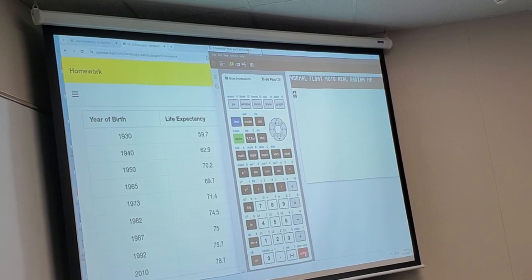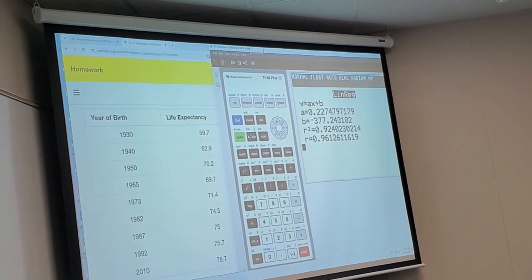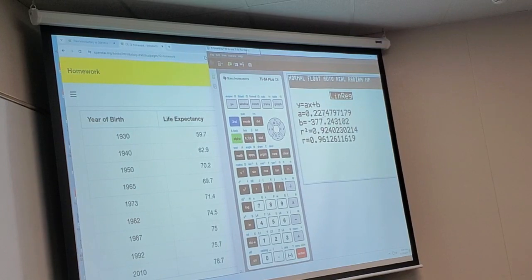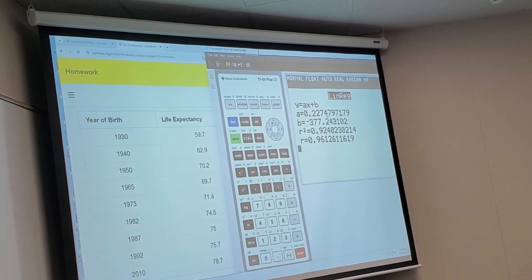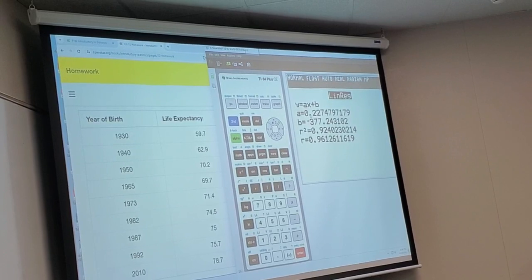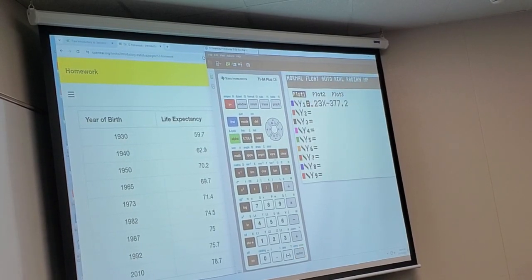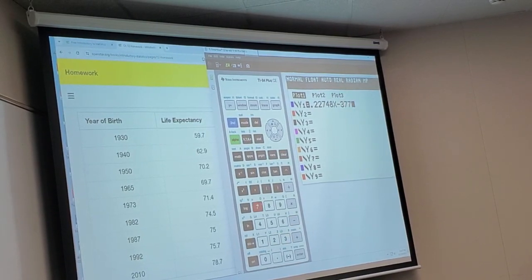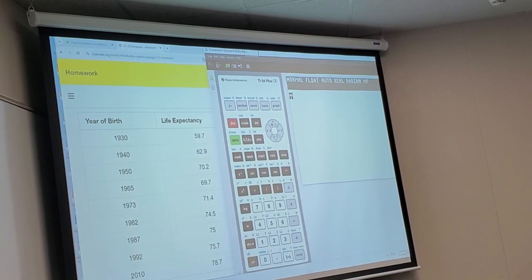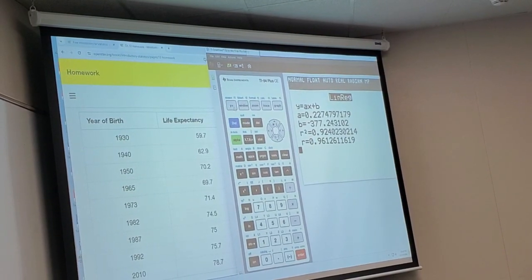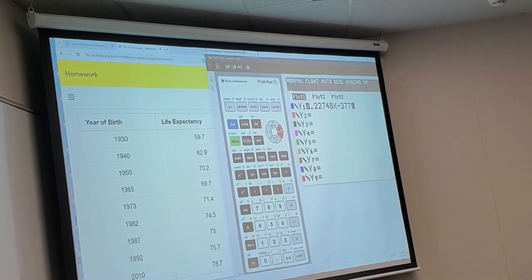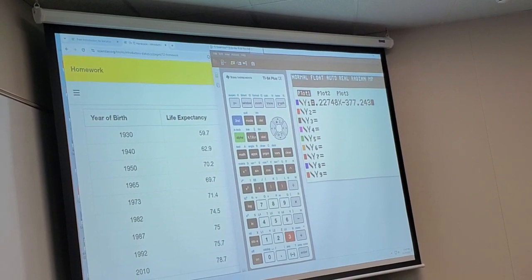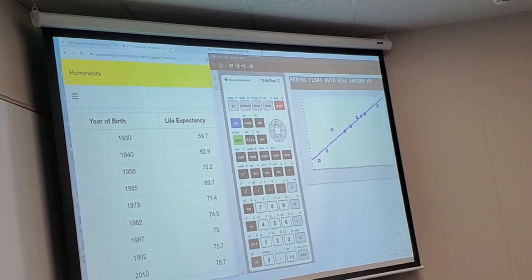All right. Let's go out a few more decimal places here. Normally it's not that big of a deal, but since our slope is so tiny, let's go on a few more. So let's do 0.22748 x minus 377.243. Let's see if this takes care of it. Okay, there we go. Woo!